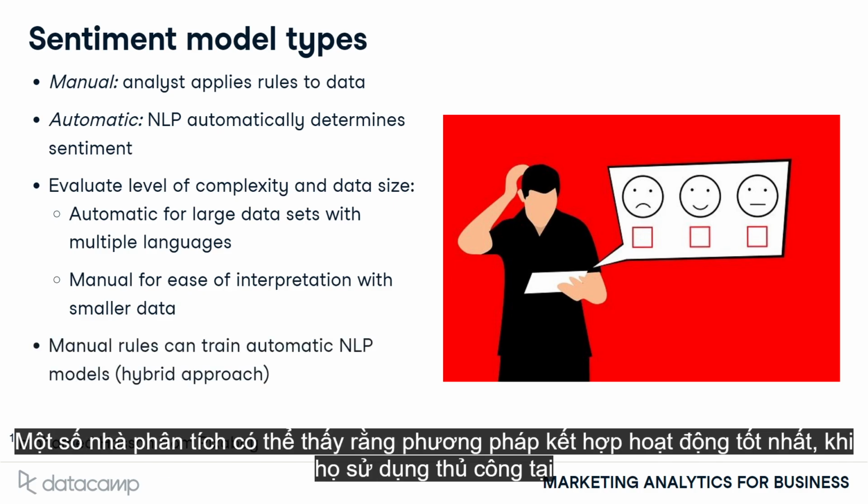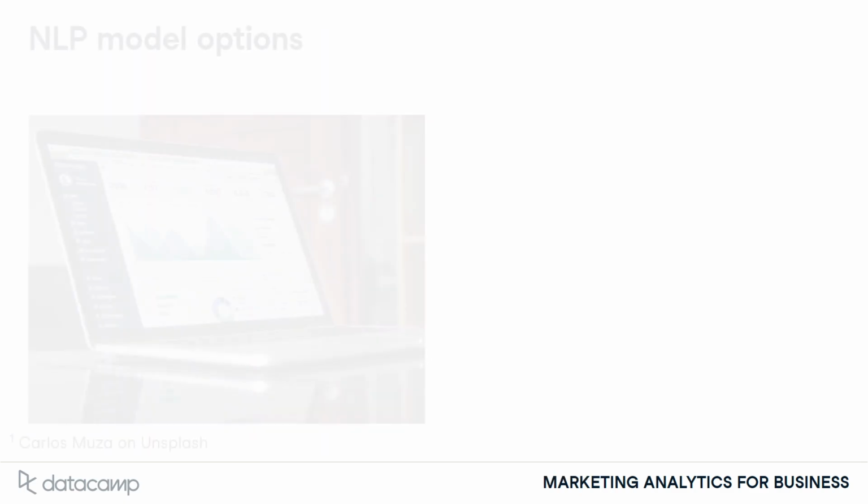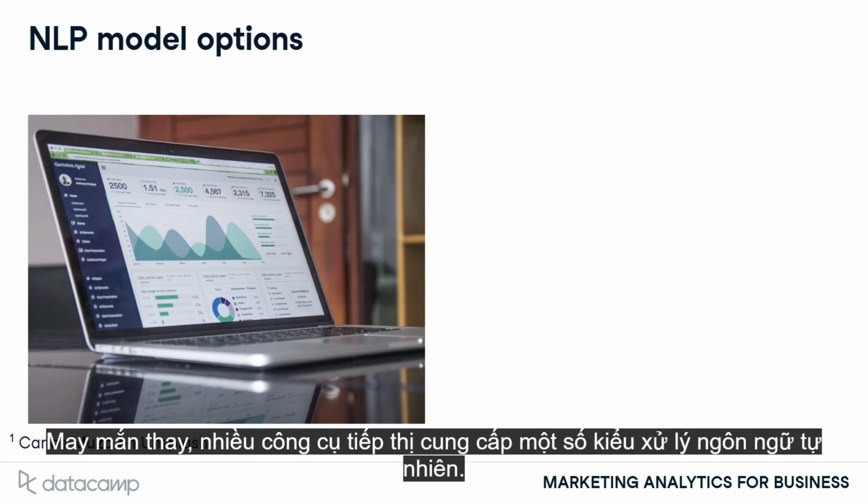Some analysts may find that a hybrid approach works best, where they use manual at first, especially if there are rules specific to our business, to train an NLP model later. At this point, we may be thinking, NLP seems to have a lot of benefits, but how do we get started? Luckily, many marketing tools offer some type of natural language processing.